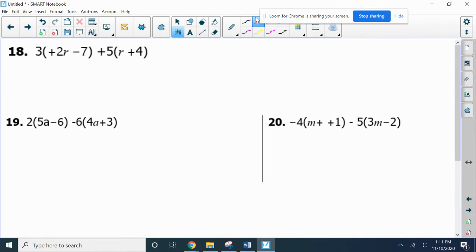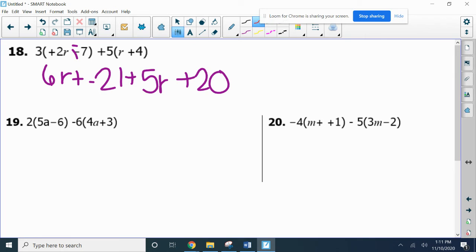So when you distribute this, 3 times a positive 2r is 6r. 3 times negative 7 is negative 21. Plus 5 times r is 5r. Plus 5 times 4 is 20. So then your last step is to go ahead and combine: 6r and 5r is 11r. Negative 21 and positive 20, subtract and keep the bigger sign. So 21 minus 20 is 1. Negative 21 is bigger. So that's what we should have got. Awesome.